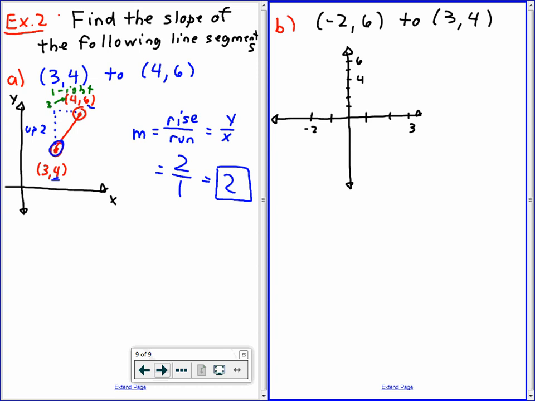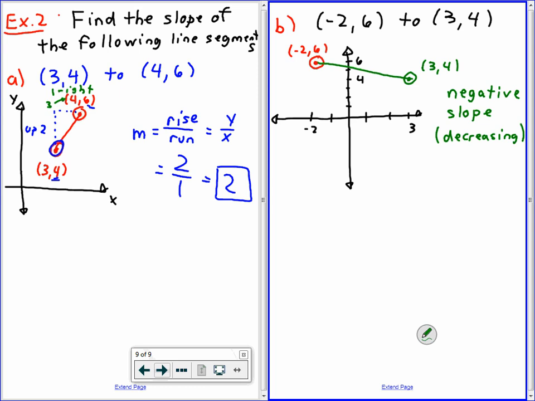So my first point, which I'll do in red, is going to be -2, 6, which is up here someplace. Okay, so that's -2, 6. The second one, which I'll do in green for some reason, is going to be 3, 4, which is going to be over here someplace. Okay, I'll connect the dots there. Okay, if you need me to pause and you can write that down quickly, go ahead. Okay, right away, without even looking at this, I'm going to say instantly this should be a negative slope. Because this is decreasing.